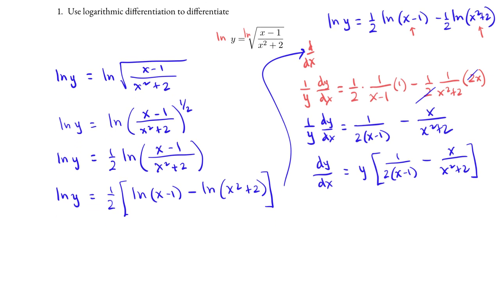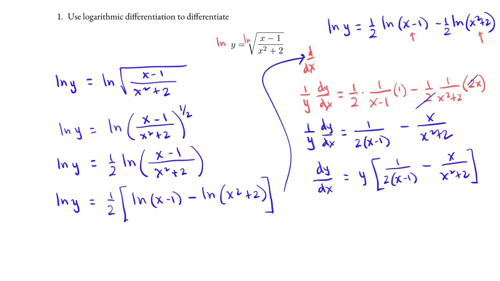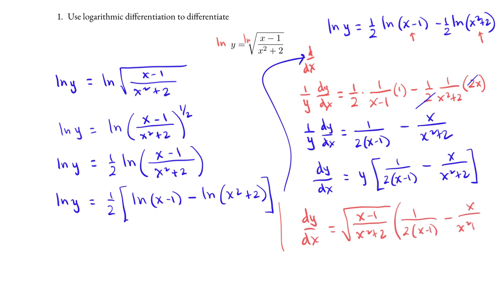So we replace y with whatever was given to us originally. We end up with dy/dx equals, this dy/dx, remember, is the derivative. y is the square root of (x minus 1) over (x squared plus 2). And we would rewrite everything. Bring down 1 over 2 times [1 over (x minus 1) minus x over (x squared plus 2)].